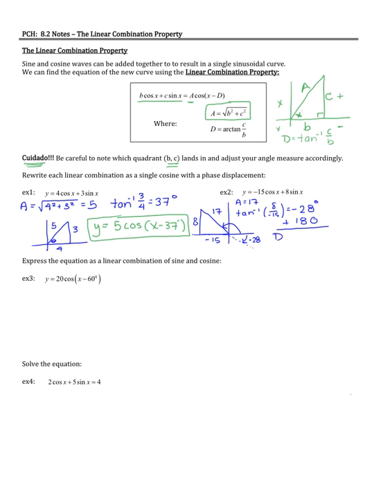So that D is going to actually be 180 minus 28, which is 152 degrees. So then your final answer, when you put it all together, is y equals 17 cosine theta minus 152. So you want to make sure you give that angle based on what quadrant you landed in. That's probably the number one mistake.